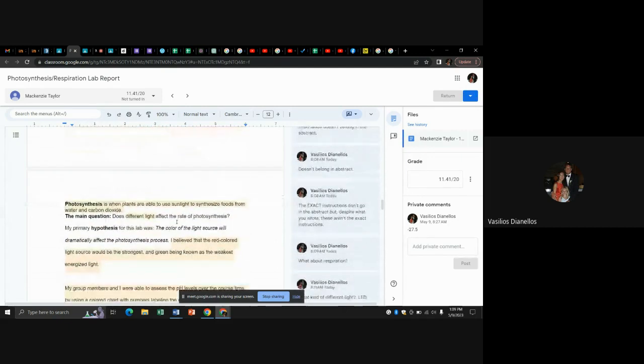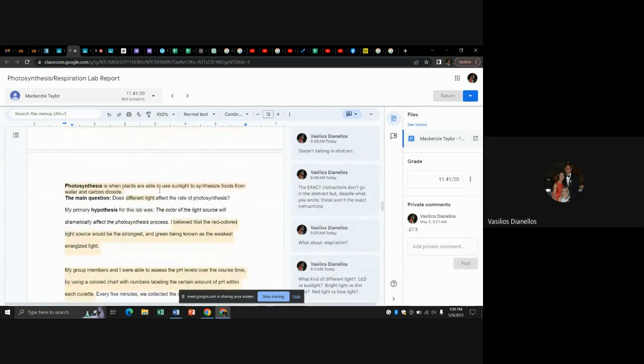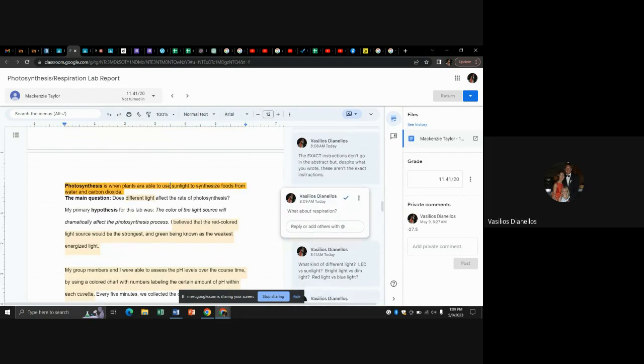For the introduction, plants are able to use sunlight to synthesize foods from water and carbon dioxide. Oh, yeah, good. So that was a decent explanation of photosynthesis, especially considering that you included the thing about carbon dioxide, which will be important later. So that part was good, but you needed to also explain respiration, because later in that introduction, you need to thoroughly explain the pH thing.